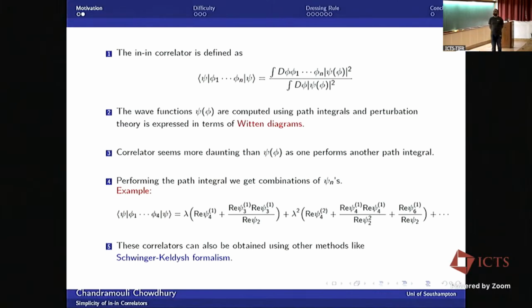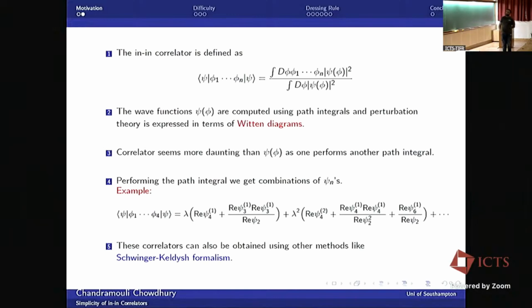Good. So the in-in correlator is an object which actually was defined in the last talk, and it can be viewed as the following correlation function, where you basically have a state and you compute some correlators at some given time slice. It can be defined by the following path integral, which really follows from our QM 101. These objects, psi of phi, are known as the wave functions, and you can compute them in the path integral formalism. And perturbatively, you can draw Witten diagrams in order to compute them. It's basically what Nima talked about.